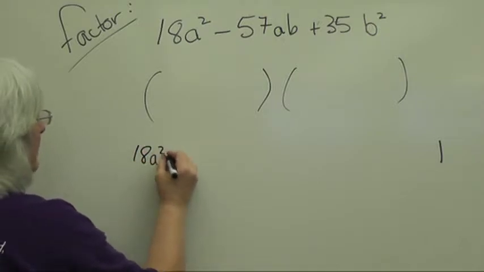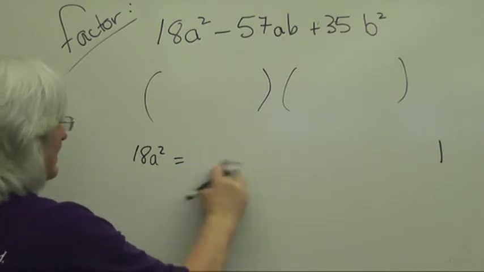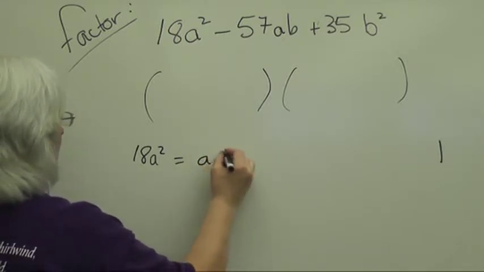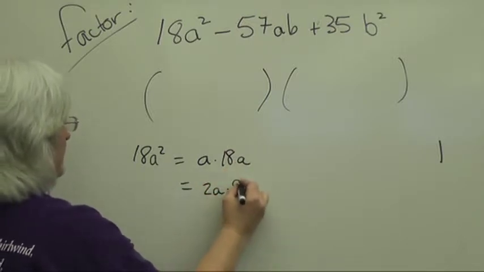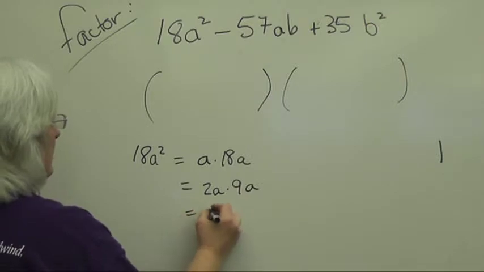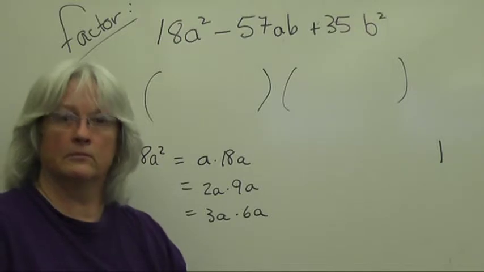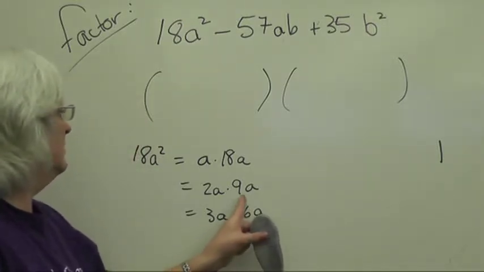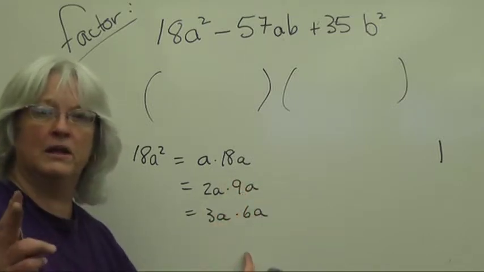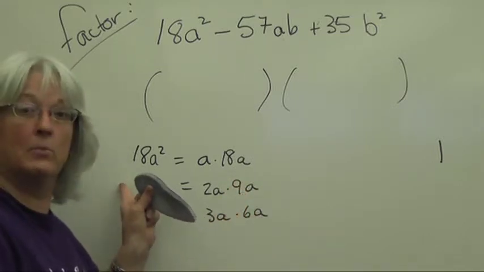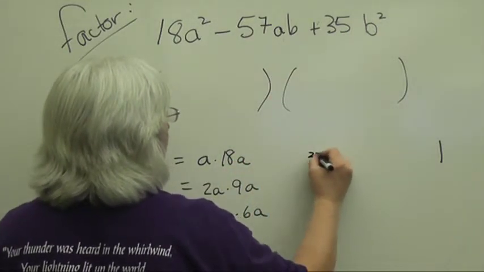Well, 18a squared can be 1 times, it can be a times 18a, it can be 2a times 9a, it can be 3a times 6a. Different methods, 3 different binomial combinations of factors so that you come up with 18a squared. Well, what about 35b squared? How do you factor that?